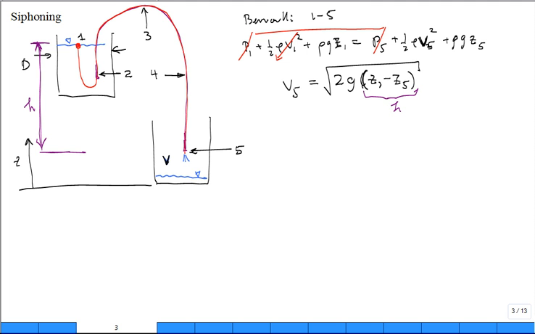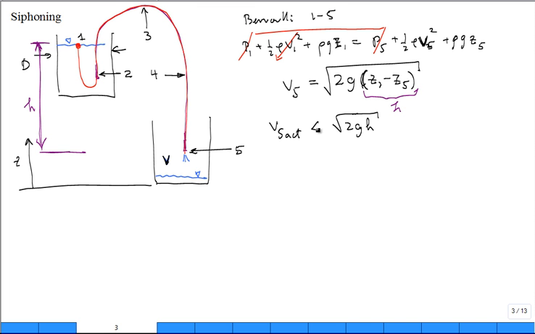Let me ask you a question. Let's say I actually made some measurements here. Would I expect V5 actual to be greater than the square root of 2gh, equal to, or less than the square root of 2gh? The real one that I physically measured. Less. Why? Bernoulli's throws out viscosity. It neglects frictional effects. Friction's going to slow down the flow. So the actual will be less because of the frictional effects.